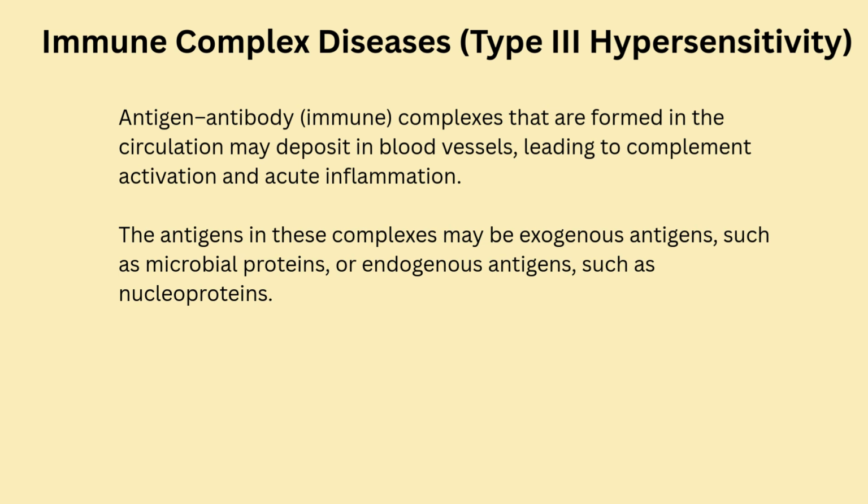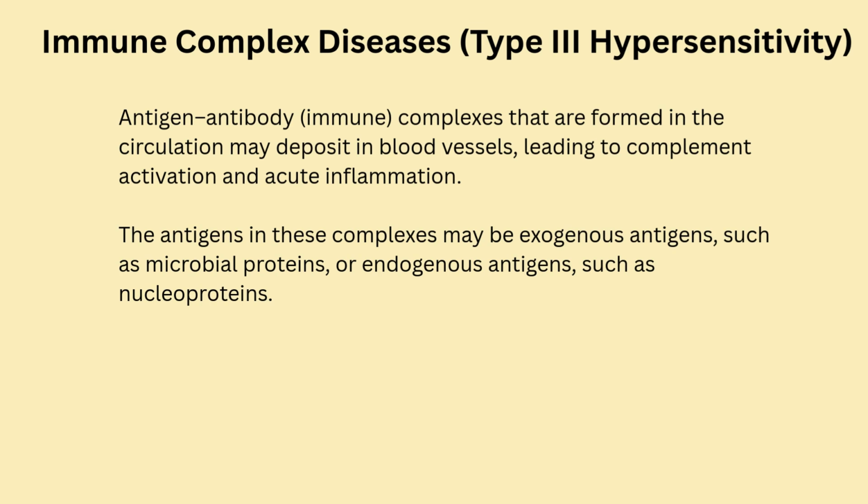So the major difference between type 2 and type 3 is that in type 2 the target cells were recognized by the body and the antibody antigen reaction took place, and phagocytosis happened there. But in type 3 hypersensitivity reaction, the antigen antibody complexes are formed in the circulation, and may deposit in blood vessels leading to complement activation and acute inflammation.